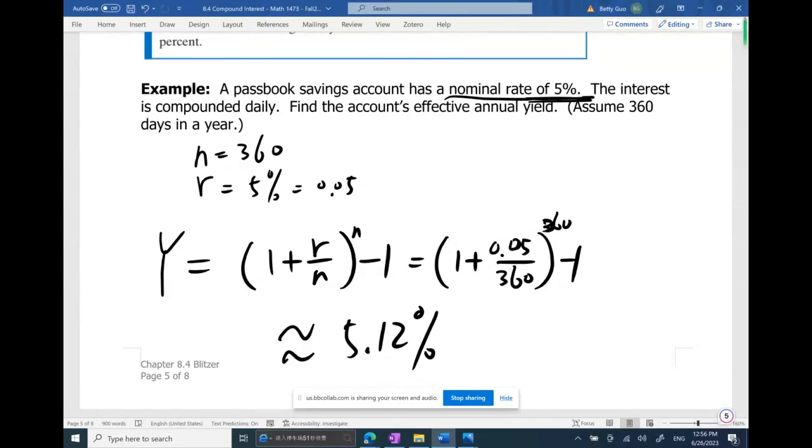It is very close to the nominal rate, but higher than the nominal rate. Because this is a savings account, this is the case of investing. This is APR. This actually is your APR. It's actually bigger than the nominal rate. All right, so that's how we find the effective annual yield.